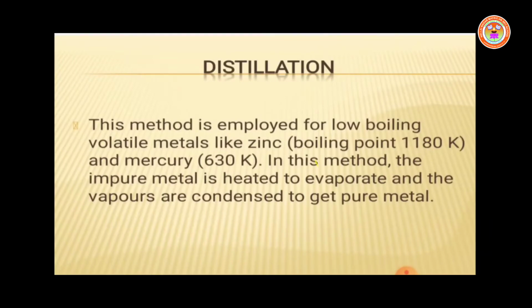Metals having a low boiling point are generally refined by the distillation method. We know distillation means boiling. Understand? So metals having a low boiling point are refined by the distillation method. Examples are zinc and mercury. The boiling point of zinc is 1180 Kelvin and the boiling point of mercury is 630 Kelvin. Understand children? So this method is employed for low boiling volatile metals like zinc and mercury.